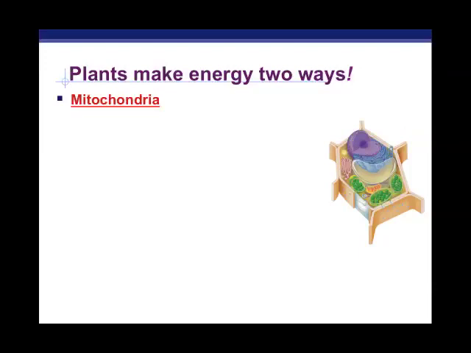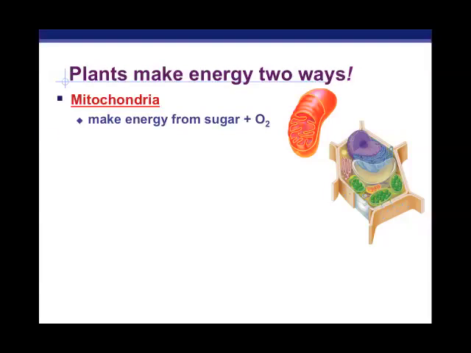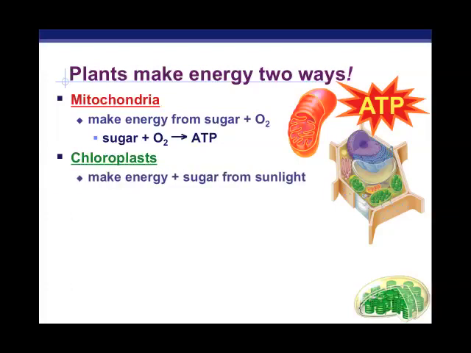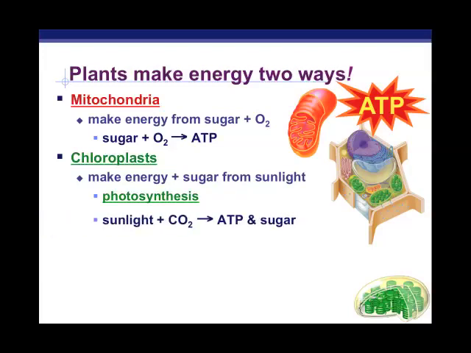Now there's another way that plants make energy. They have mitochondria, do the same thing, but they also have chloroplasts that have a green color to them. These are to function in photosynthesis. They need the sunlight in order to create the sugar. And they also take in carbon dioxide. So between the sunlight and carbon dioxide, they create the exact same thing, ATP plus sugar.